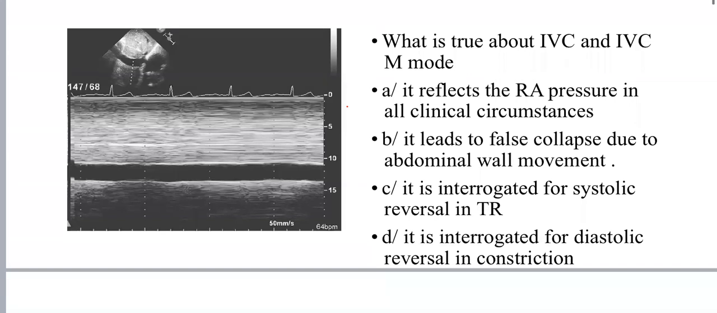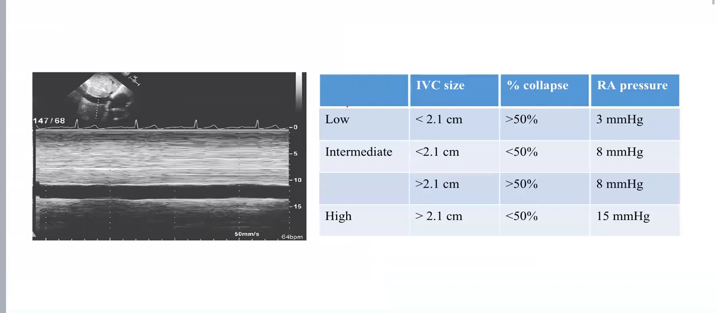Now this is the IVC. And by the IVC and how it reflects the RA pressure, we are going to focus on the size of the IVC and how much collapsible, 50% or less than 50%, and the size, whether it's more than 2.1 or less, and accordingly we assign RA pressure. These are all approximate pressures, so nothing sharp and precise about them, but they are approximations.